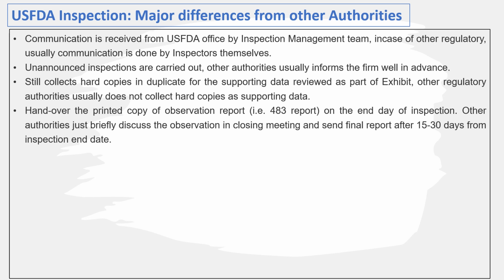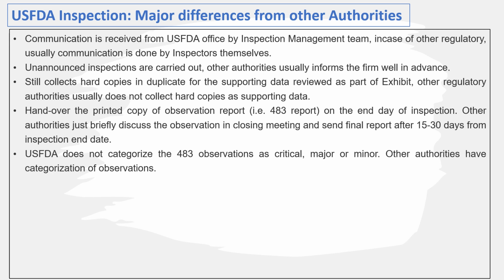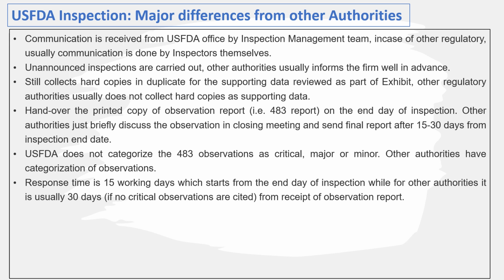However, in case of other regulatory authorities, there's a closure meeting in which they just brief the details of the observations that they have noted, and they issue the inspection report usually 15 to 30 days after they go to their office. Okay, so USFDA does not categorize the 483 observations as critical, major and minor. A 483 observation is simply a 483 observation. It doesn't have any categorization, while all the other authorities usually categorize the observations as critical, major, minor, other, etc.